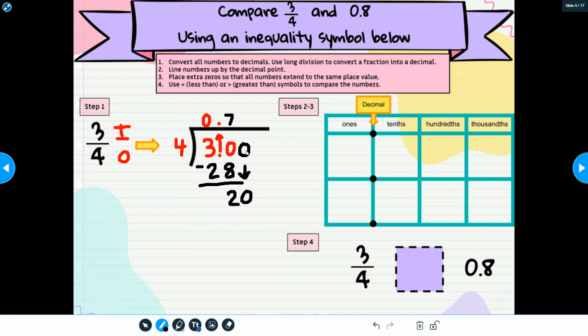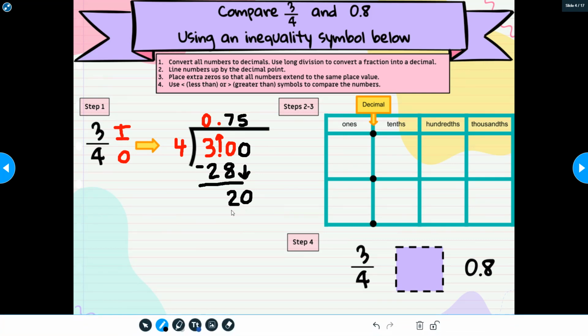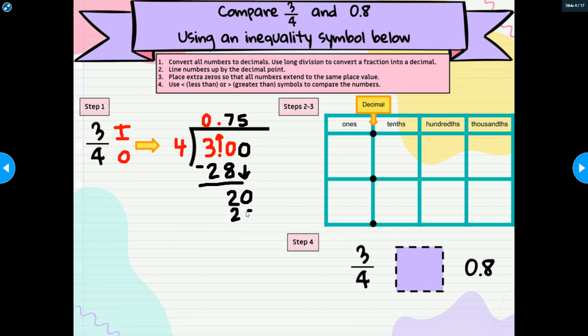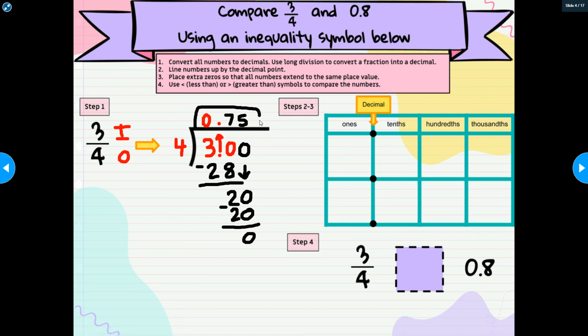Now 4 does go into 20 5 times, exactly. 4 times 5 is 20. No remainder. Okay, so the decimal equivalent to 3/4 is 75 hundredths.